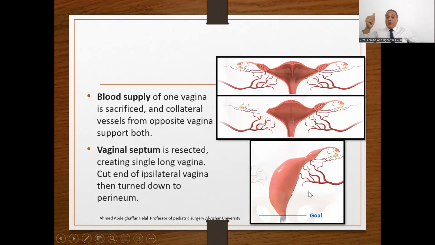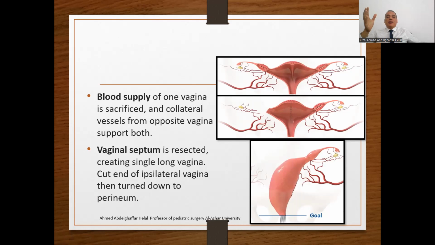So the blood supply of the one vagina is sacrificed. The collateral vessels from the opposite vagina will supply both. These are the vessels. The vaginal septum between both is resected, creating a single large one. The cut end of the vagina is then turned down or switched down to reach the perineum. This is the vaginal switch maneuver, rarely used.